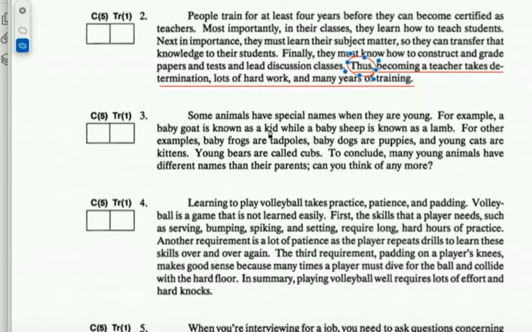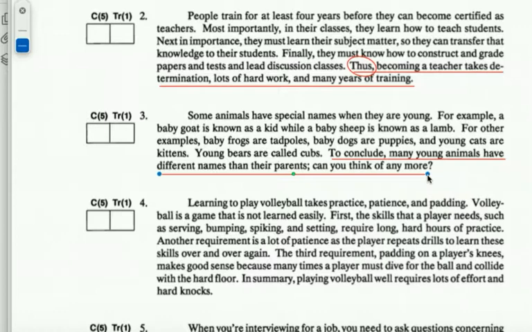So if I go back to the beginning, some animals have special names when they are young. This would be a general topic sentence. And then we have our chain link. For example, for other examples would be my transitions. To conclude, many young animals have different names than their parents. Can you think of any more? This is my clincher sentence. Again, it's found at the end of the paragraph.